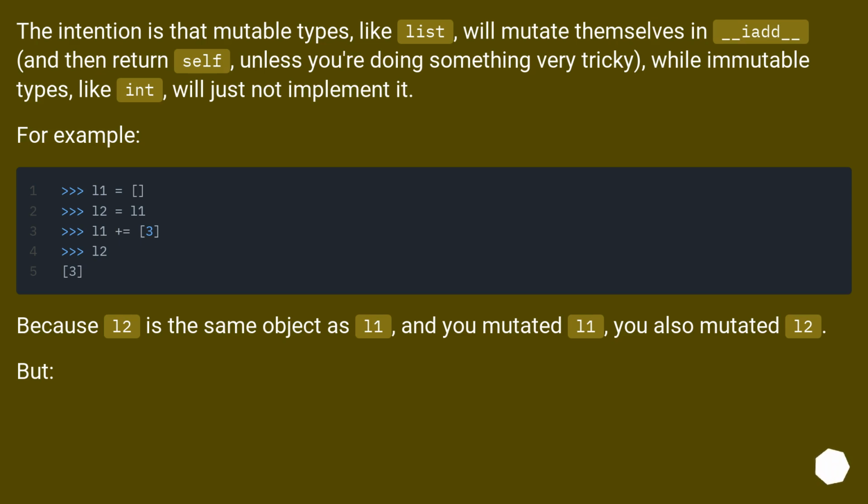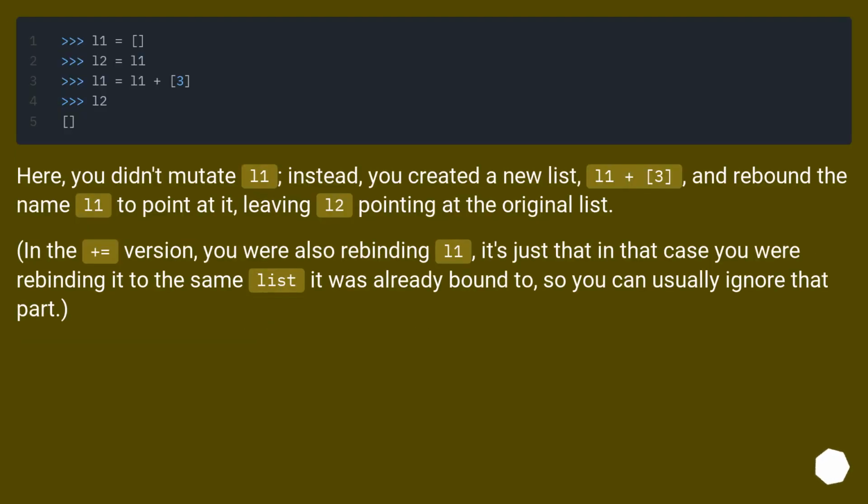But here, you didn't mutate L1. Instead, you created a new list, L1 + [3], and rebound the name L1 to point at it, leaving L2 pointing at the original list. In the += version, you were also rebinding L1, it's just that in that case you were rebinding it to the same list it was already bound to, so you can usually ignore that part.